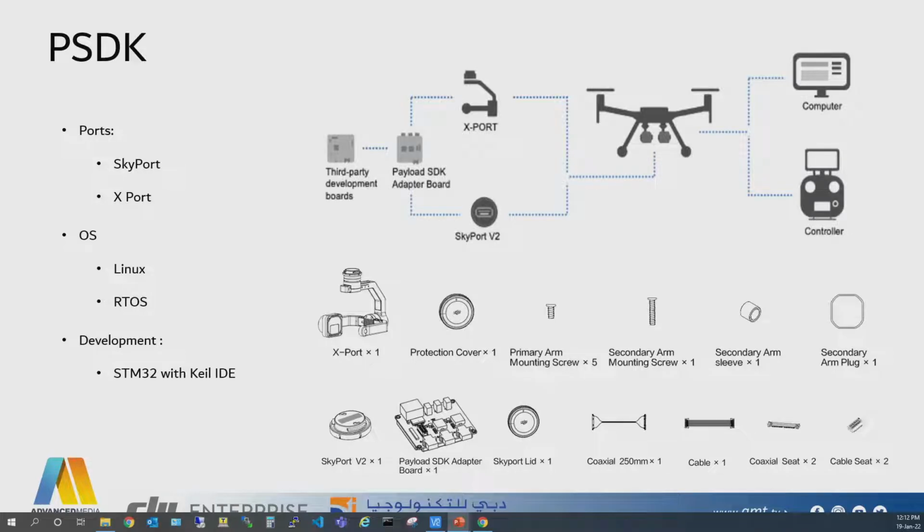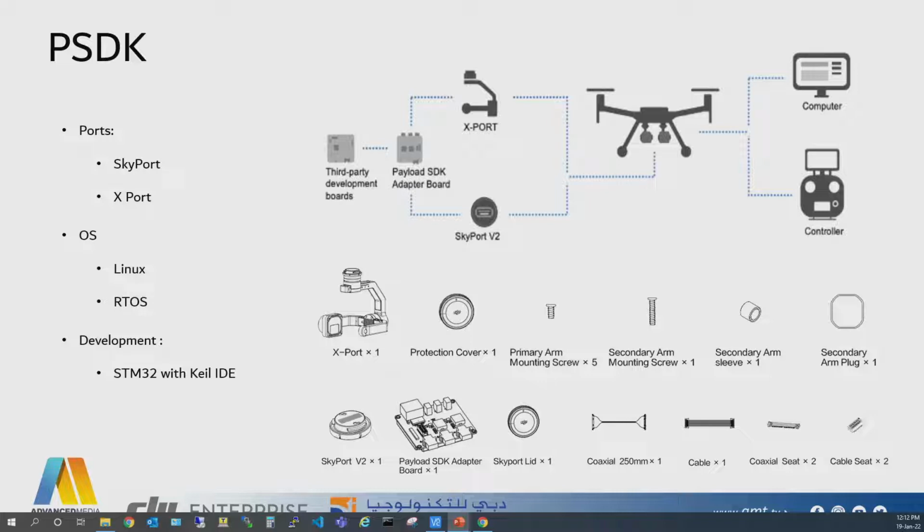In the case of the Payload Software Development Kit, for integration DJI is providing two types of port. One is called Skyport and the other one is Xport. By using these ports, we can connect our payload device with the drones. For the integration, DJI is also providing a separate PSDK adapter board.